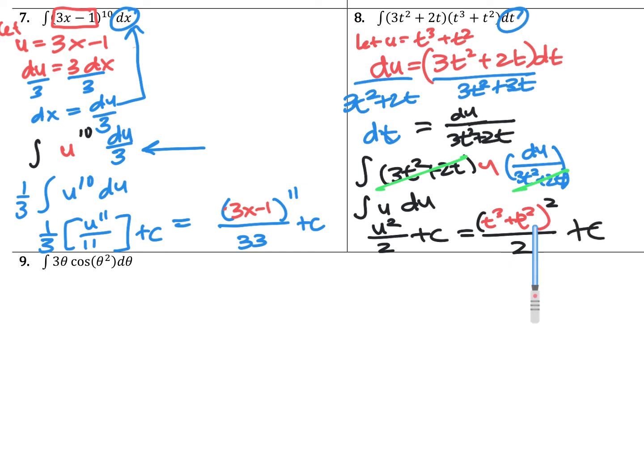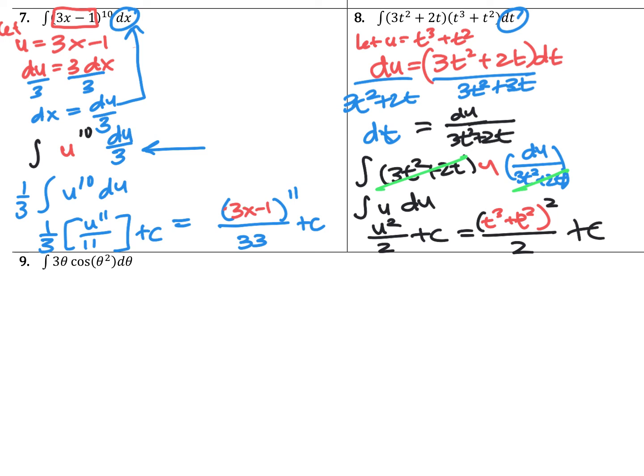If you look at this, if I took the derivative of it, this 2 would drop down and divide out. So I would have 1 times t cubed plus t squared. That's right here. And then I would multiply that by the derivative of the inside, which would be 3t squared plus 2t, which is right here. So you can still check your answers. If you take the derivative of this answer, you should get the integrand, the part inside the integral of what you started with.